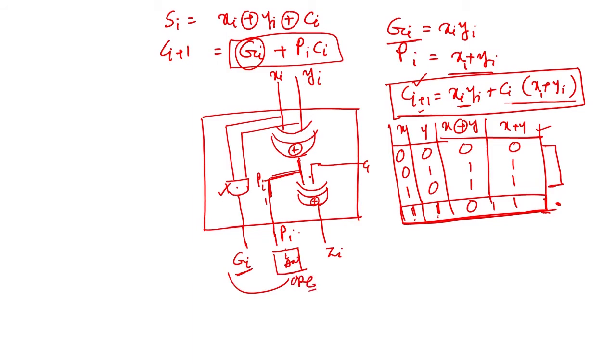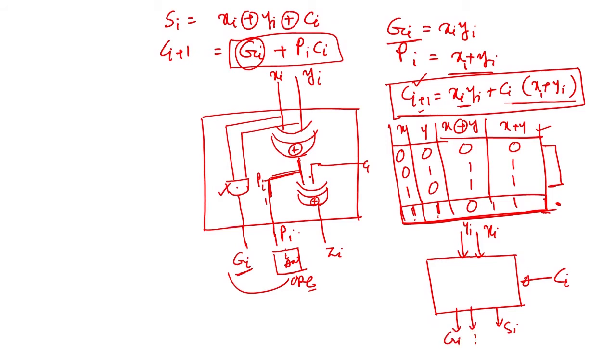Okay. So, now our circuit is a little changed. We have X I, Y I and the input is C I, then we will have S I, we will get G I and we will get P I, and here we have the AND and OR circuit to get the C I plus 1. So, now we will talk, because this is for only one bit.